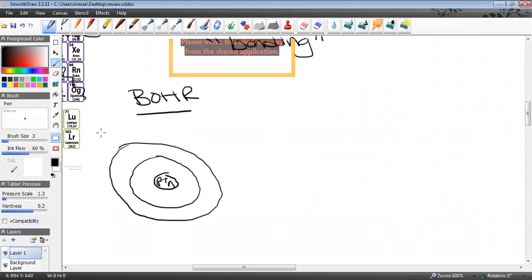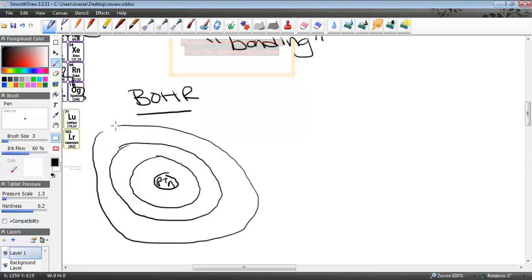Oh my God, I don't understand why my handwriting is so bad today, you guys. That is the worst looking Bohr model I've ever seen in my entire life.